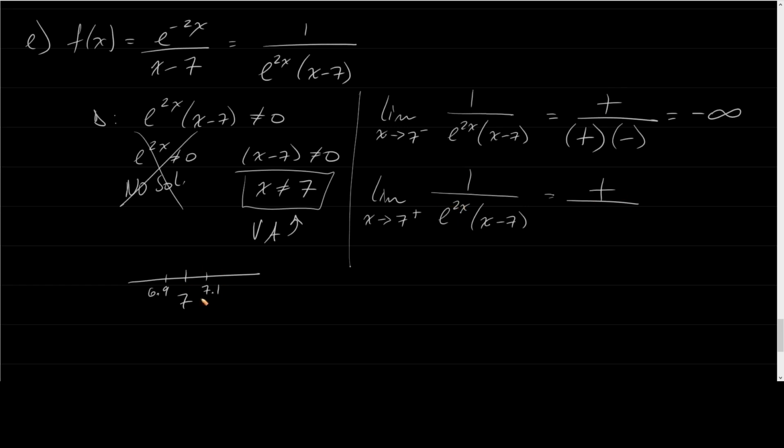So I'm plugging in something like 7.1. E to any power is positive. 7.1 minus 7 is positive. So overall, this is going to positive infinity.